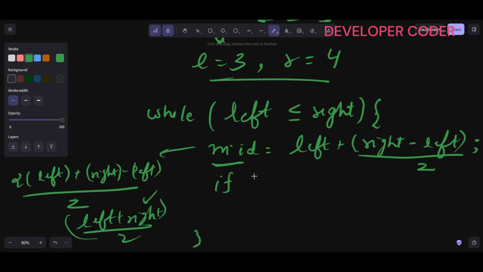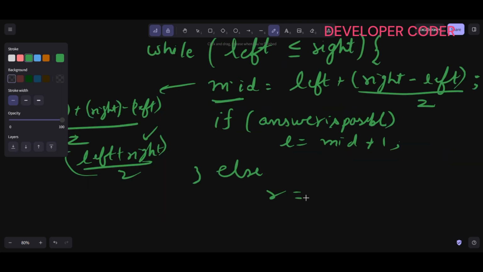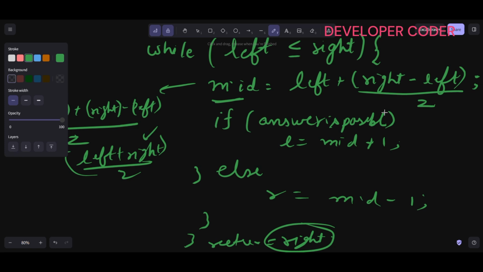Now here I'm going to check if the answer is possible with mid. If it is possible, then I update my left as mid plus 1. Else, if the answer is not possible, I update my right as mid minus 1, and in the end I return right. Why return right? If the answer is possible, I do mid plus 1 every time. Next time if the answer is not possible, I simply do mid minus 1, which simply means I'm going to get the previous result.